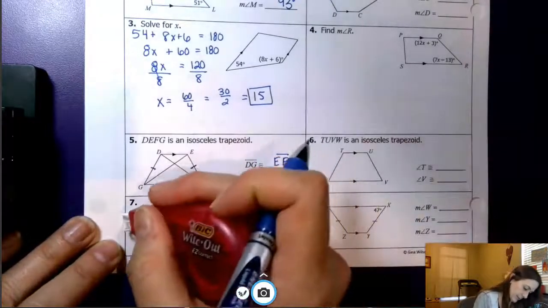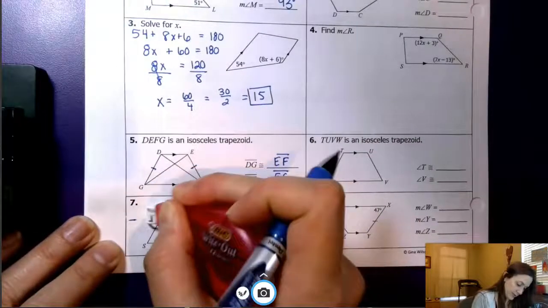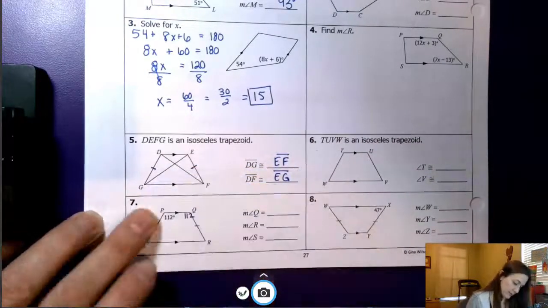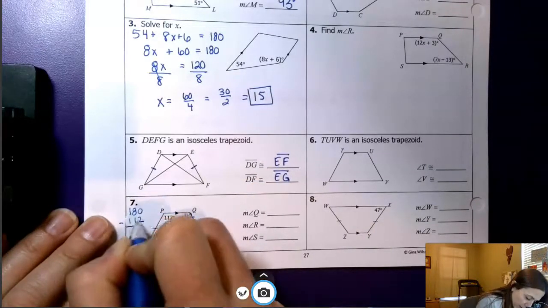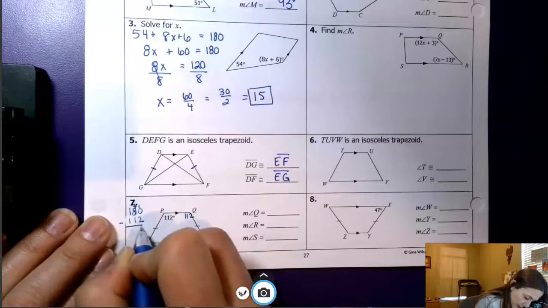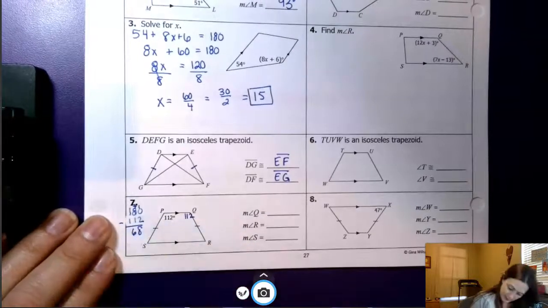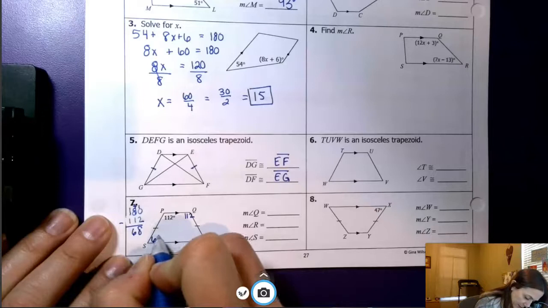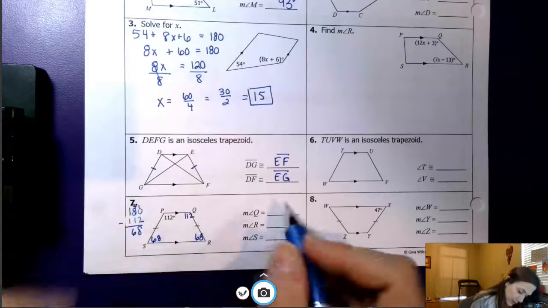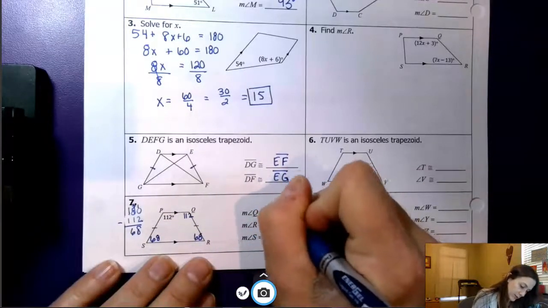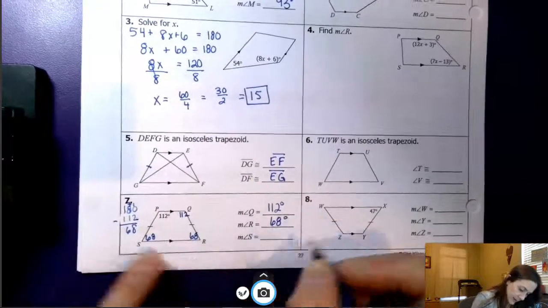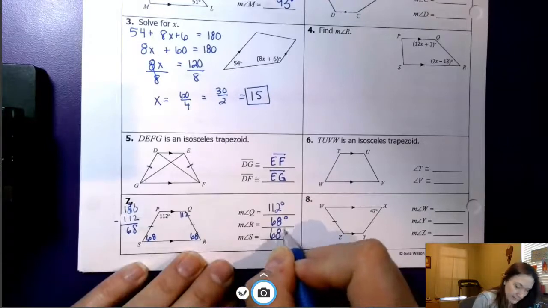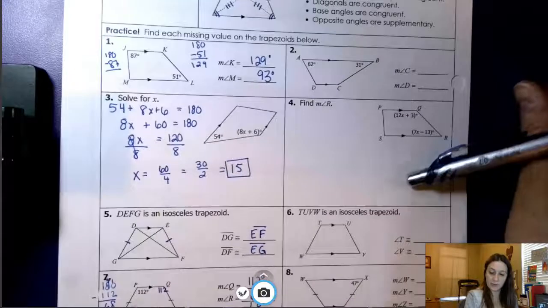I'm trying to be quick because I know you guys like faster videos, and you can pause. So 180 minus 112, I get 68 here for this angle here and this angle here. So Q is 112. Don't forget your degree symbol. R is 68. And S is the same, 68. I'm going to go back and give you the answers to these and do this a little bit faster even.